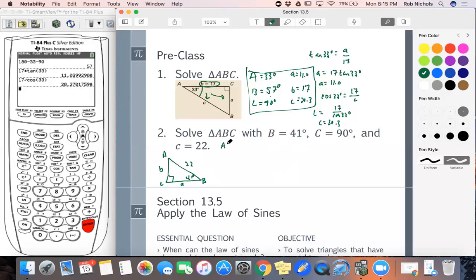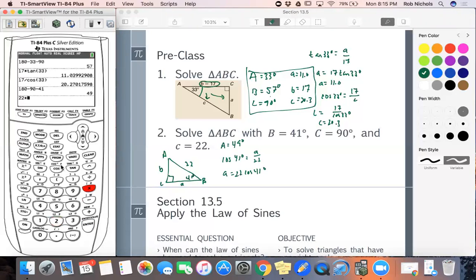So first step, we can find angle A by subtracting. So 180 minus 90 minus 41, and we get 49. All right, so let's do A first. So that's going to give us the cosine. So the cosine of 41 degrees is equal to the adjacent side over the hypotenuse. So A equals 22 times the cosine of 41 degrees. All right, and we get 16.6 for A.